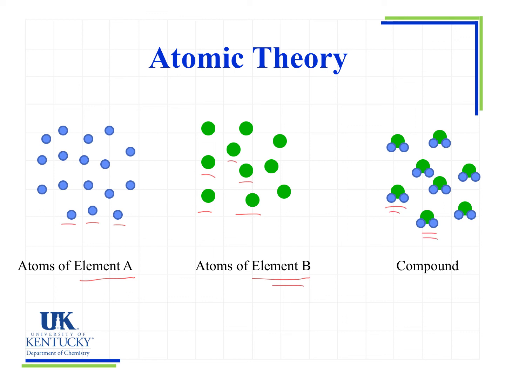And the last one says we do not destroy or make new elements. They just change their arrangement and form new arrangements for the product. So we can see that A reacted with B and formed a compound in the product, and you can see the number of atoms is also the same. So that basically shows the atomic theory in this figure.